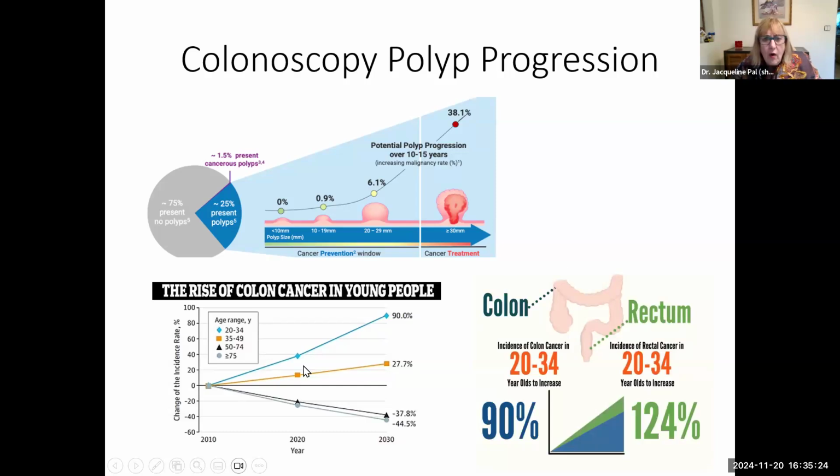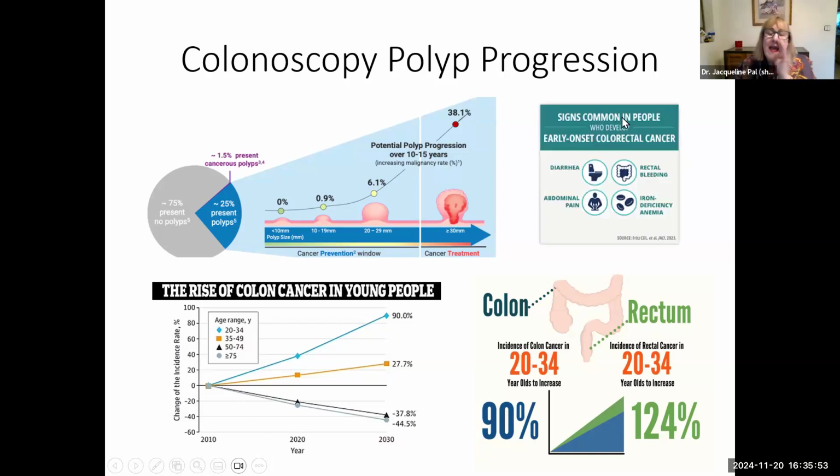Because now, if we follow our line predicting out from where it was in 2020, and we follow 2023, by the time we hit 2030, the chances of colon cancer in 20 to 34-year-olds will be 90% higher, and rectal cancers will be more than doubled what it was in 2010, okay, from when they were born, okay? So those numbers are atrocious, and their symptoms are different.